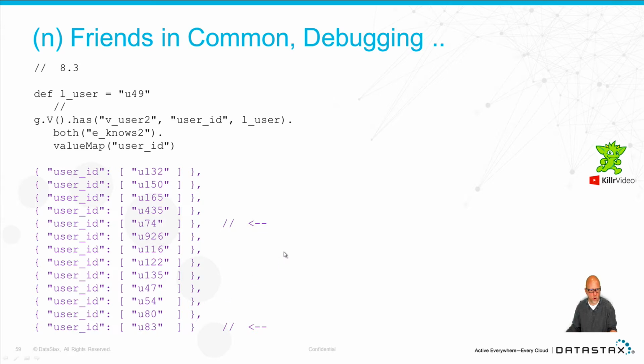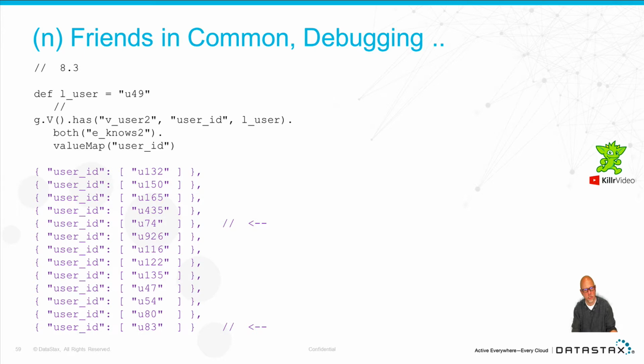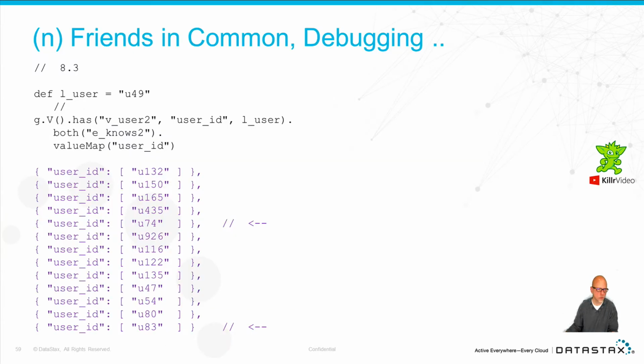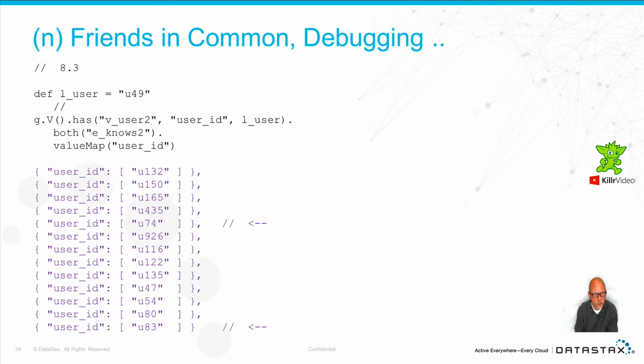And U74 and U83 are in this list. U74 is known by U1. U83 is known by U1. Both U49 know these 2 users equal to U1, but only one of these rows is returned, they're not both returned, because they don't know the same high number of people in common, as witnessed by, what was it, query 8.1. That's why only U49 comes back. Good to go.